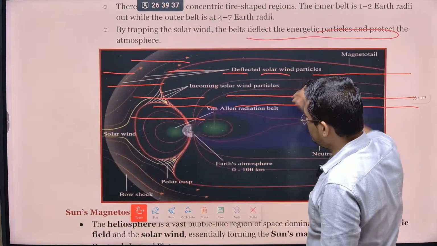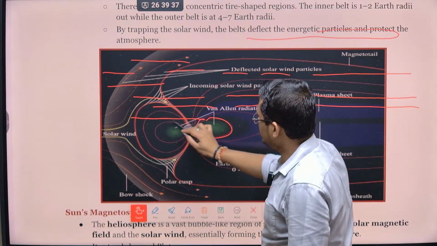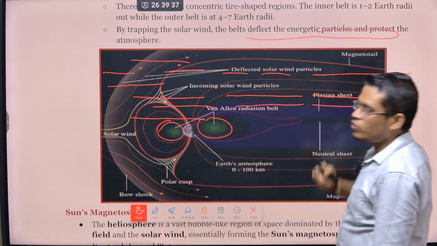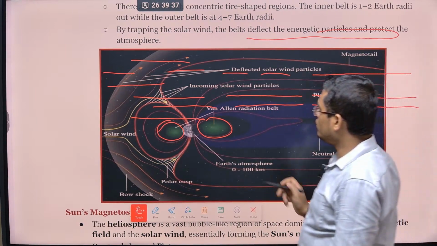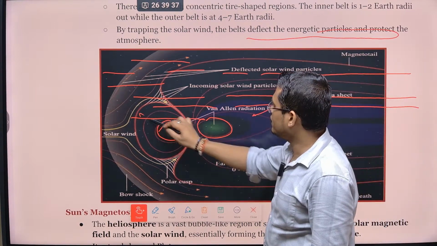I showed you this, this is what is called the Van Allen radiation belt. It stores some charged particles and keeps them inside. So because of that, they don't allow further entering of charged particles from the sun.